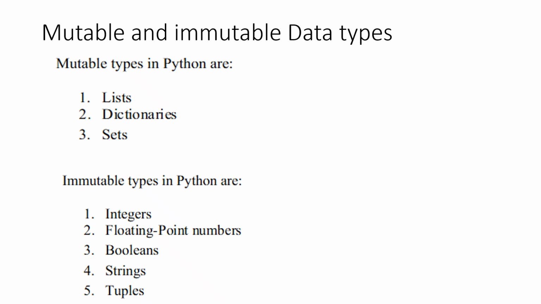Mutable and immutable data types. Mutable types in Python are lists, dictionaries and sets. Immutable types in Python are integers, floating point numbers, booleans, strings and tuples.